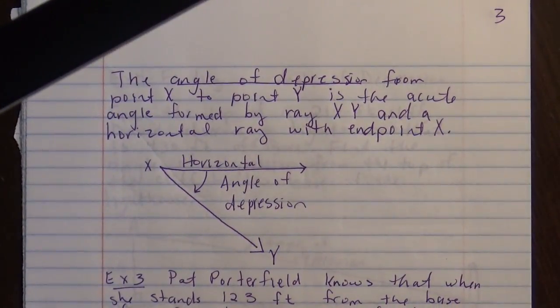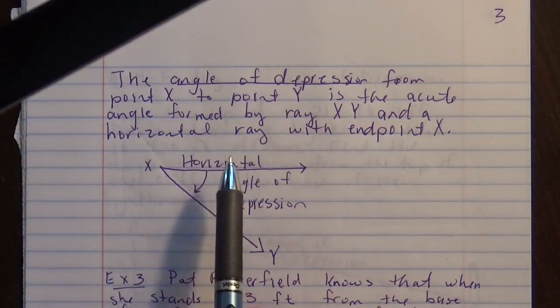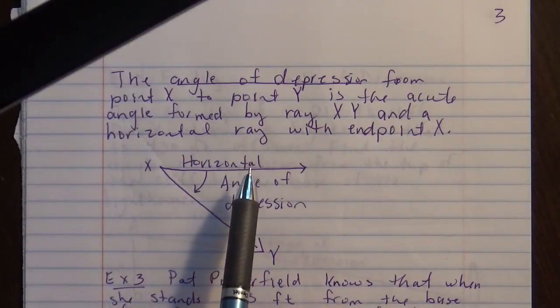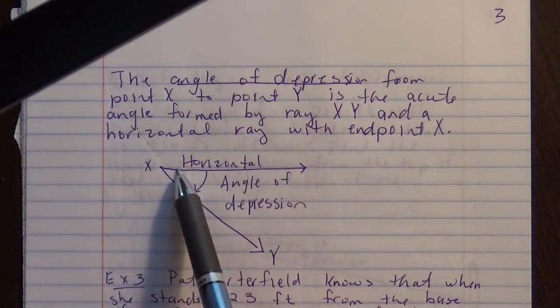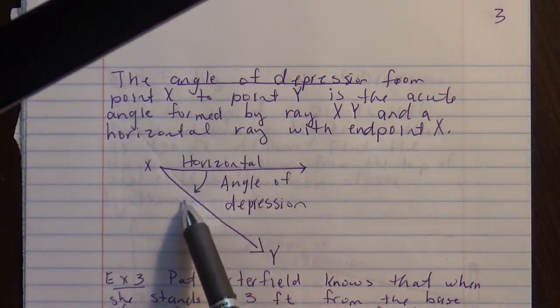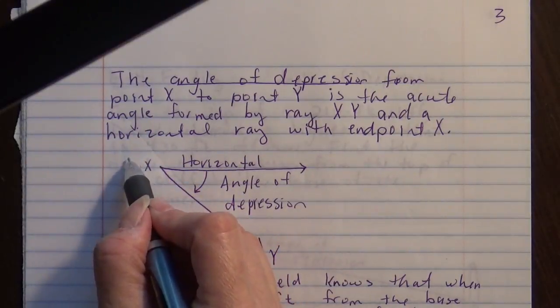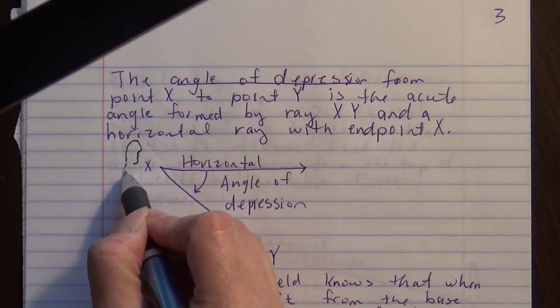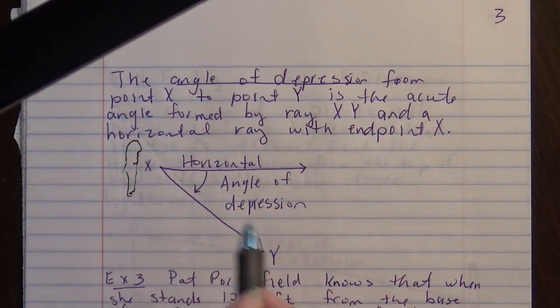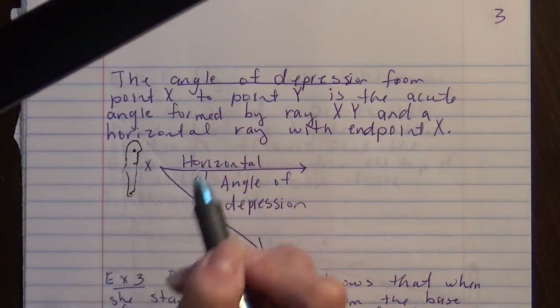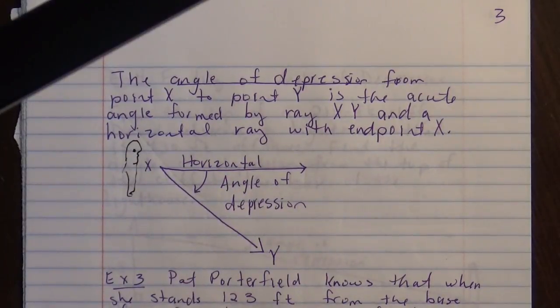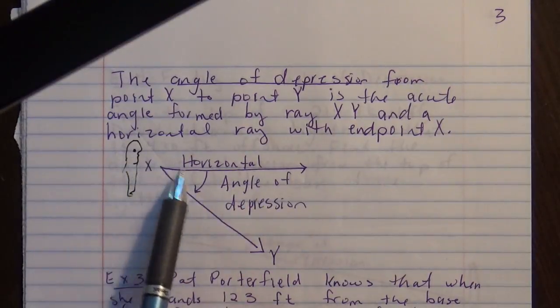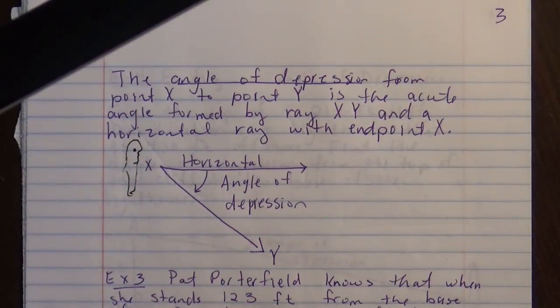So the angle of depression from point X to point Y is the acute angle formed by ray XY and a horizontal ray within point X. So you can see we've drawn a horizontal and we've got an angle of depression, and you can think of this person as standing up here, having to look down. And there's his eyes. I know that's a horrible drawing, but hopefully it's clear what is going on here. Here's his line of sight. He's looking down, so it's an angle of depression.